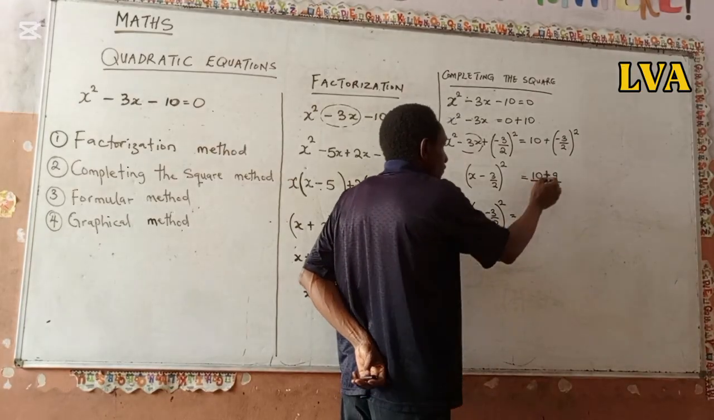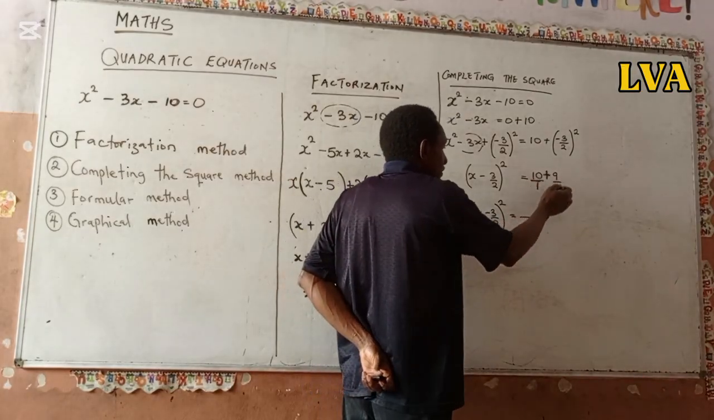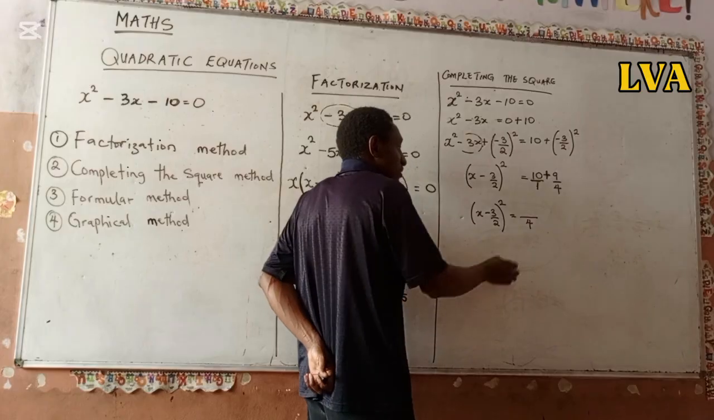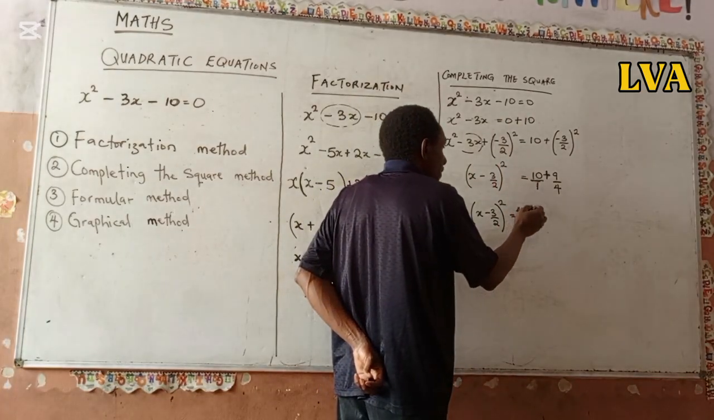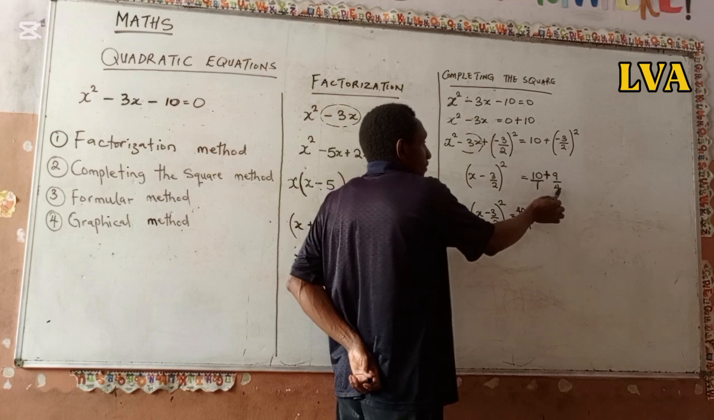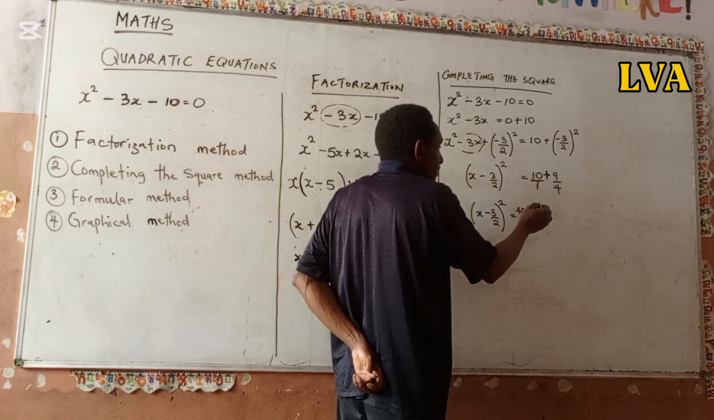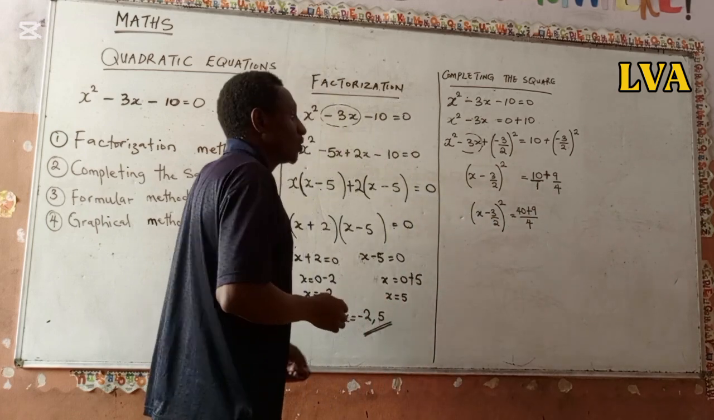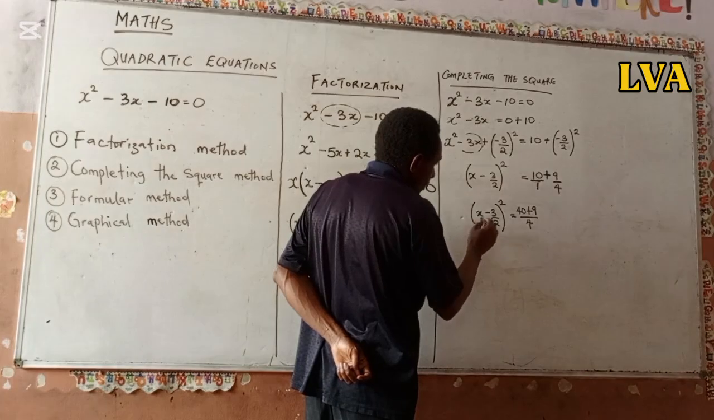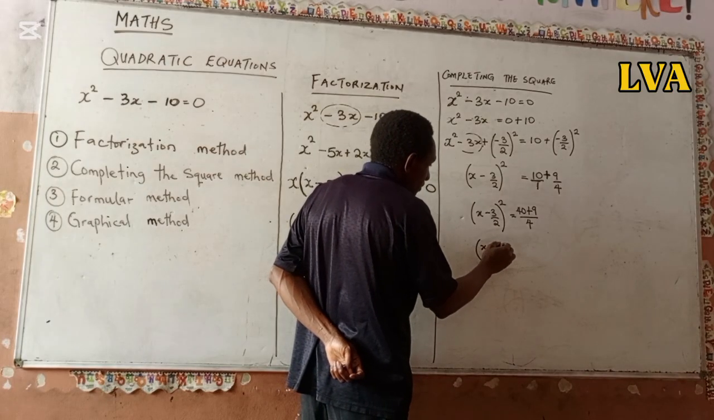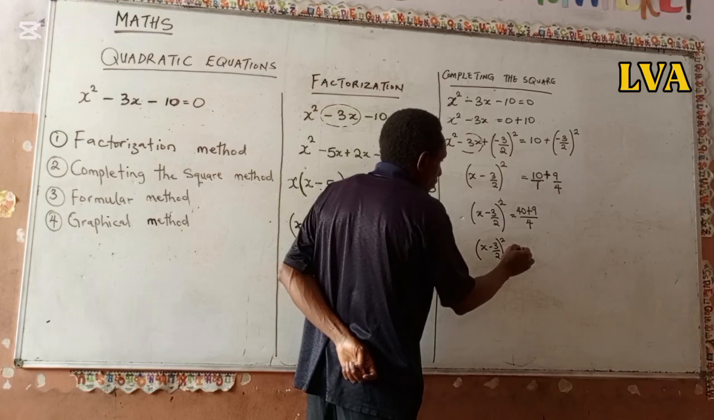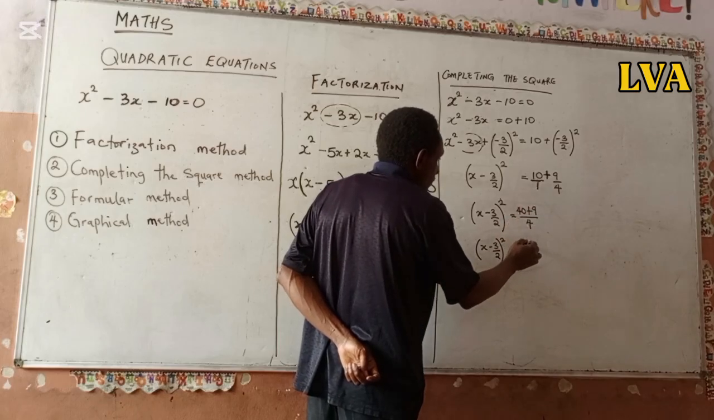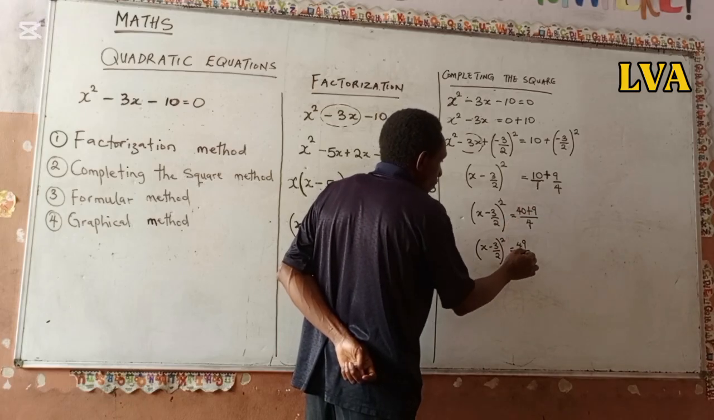And then usually if you're adding fractions, LCM of 1 and 4 is 4. Then 4 divided by 1 is 4. 4 times 10 is 40 plus, then 4 divided by 4 is 1. 1 times 9 is 9. So what I have now is x minus 3 over 2 raised to power 2 equal to 40 plus 9 is 49 all over 4.